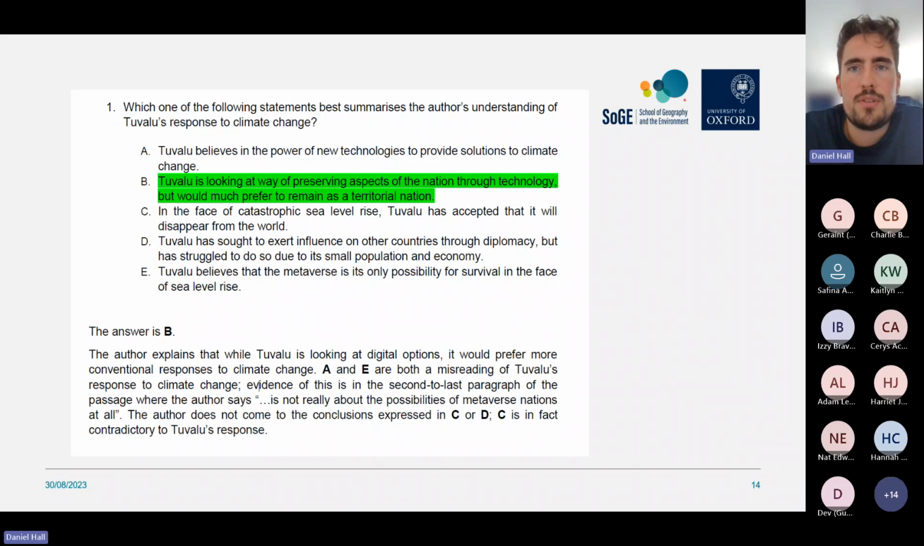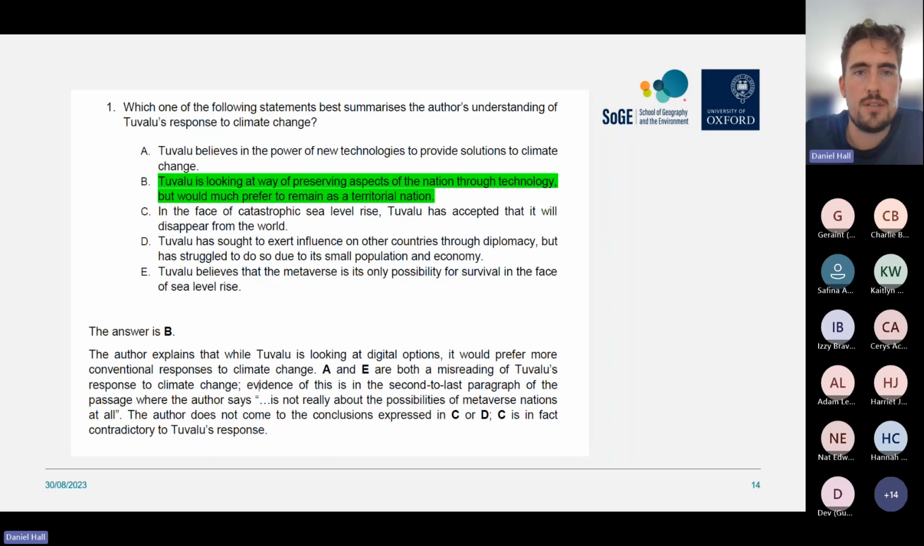A and E are both a misreading of Tuvalu's response to climate change. A says that Tuvalu believes in the power of new technologies to provide solutions to climate change. That doesn't really come across because they're talking about the metaverse stuff as, you could say, a publicity stunt more than an actual response. And E, Tuvalu believes that the metaverse is its only possibility for survival in the face of sea level rise. Again, that's not what comes through from what the author says. Evidence of this is in the second to last paragraph of the passage where the author says it's not really about the possibilities of metaverse nations at all.